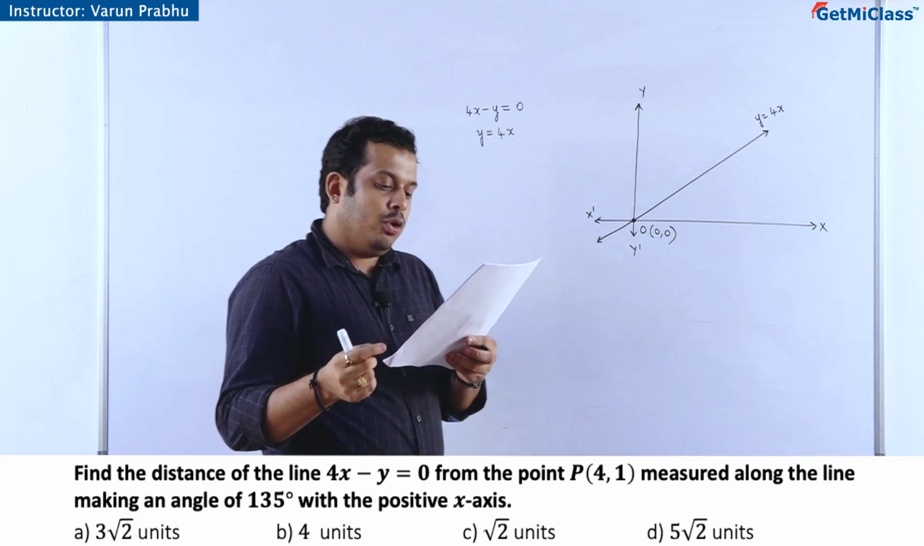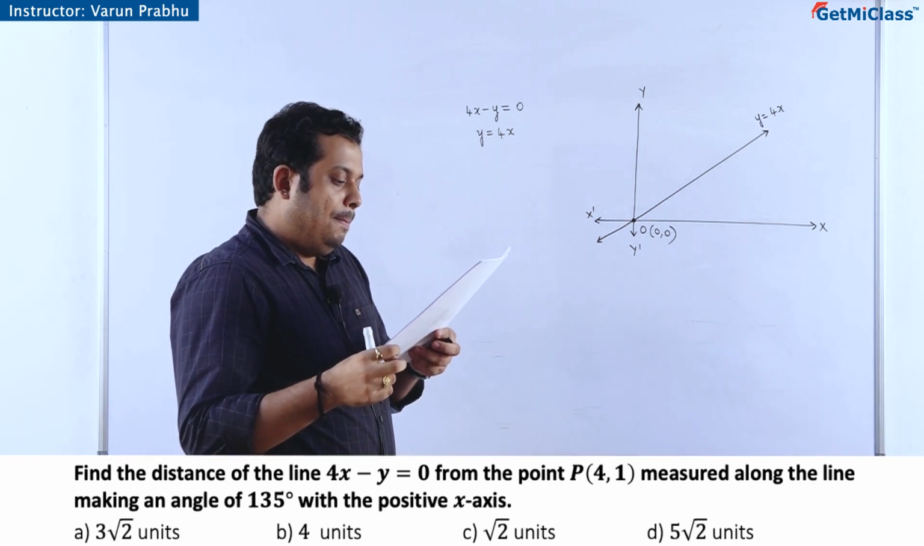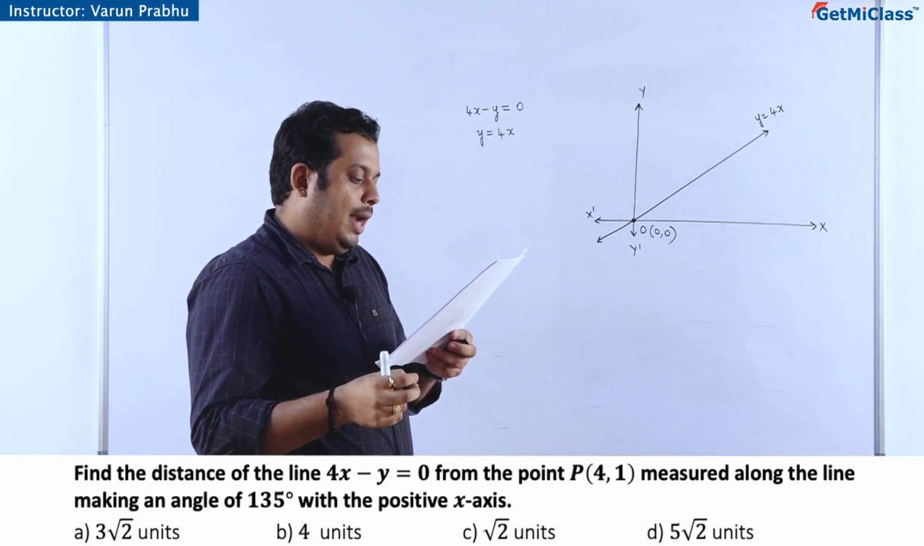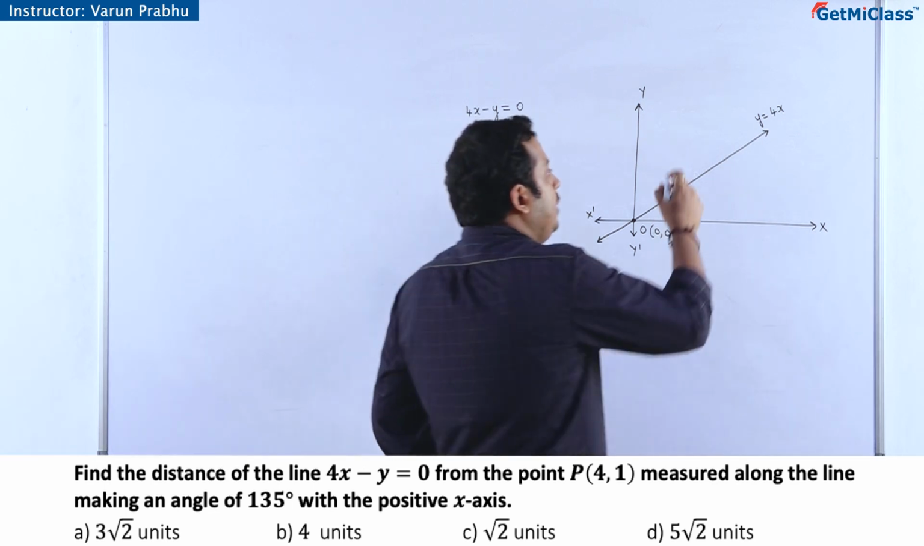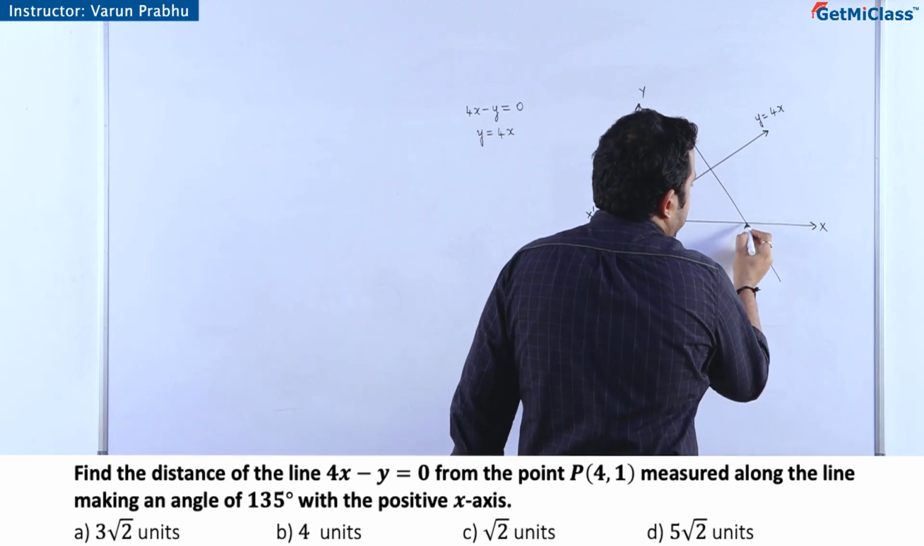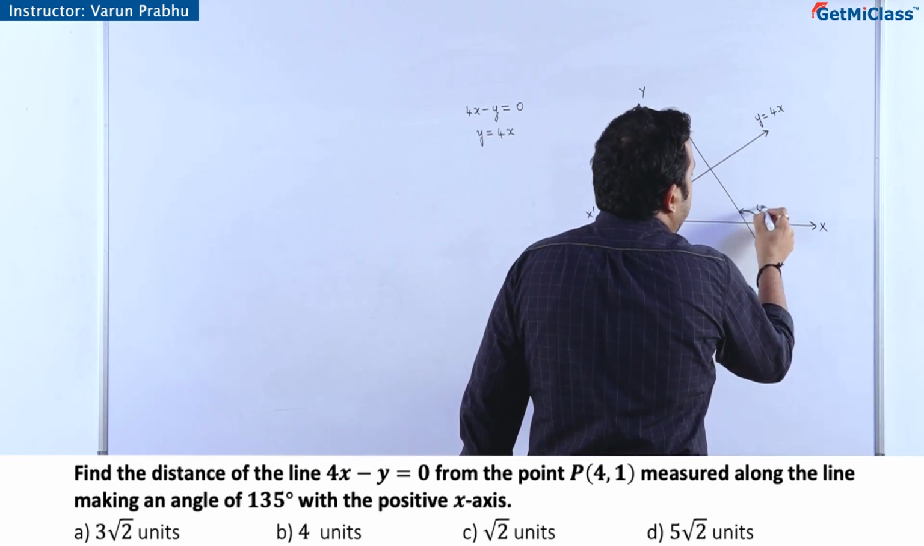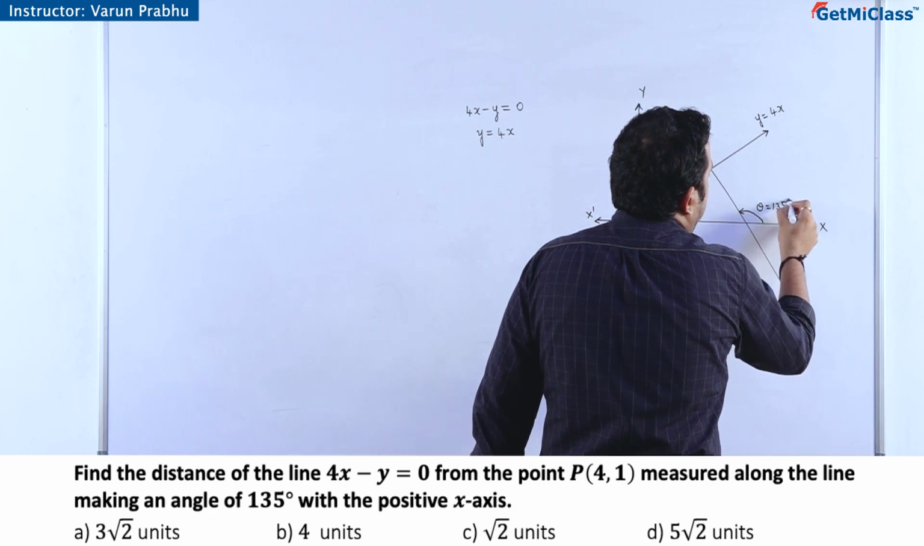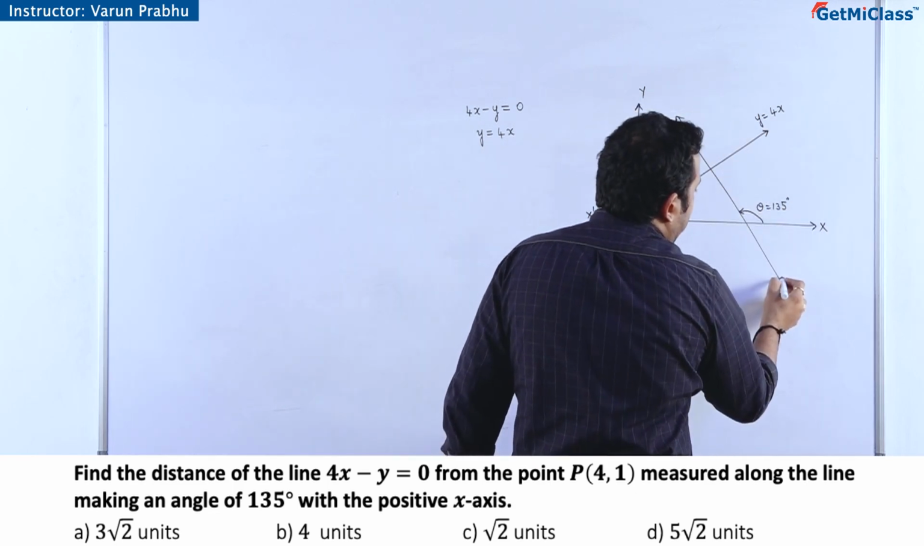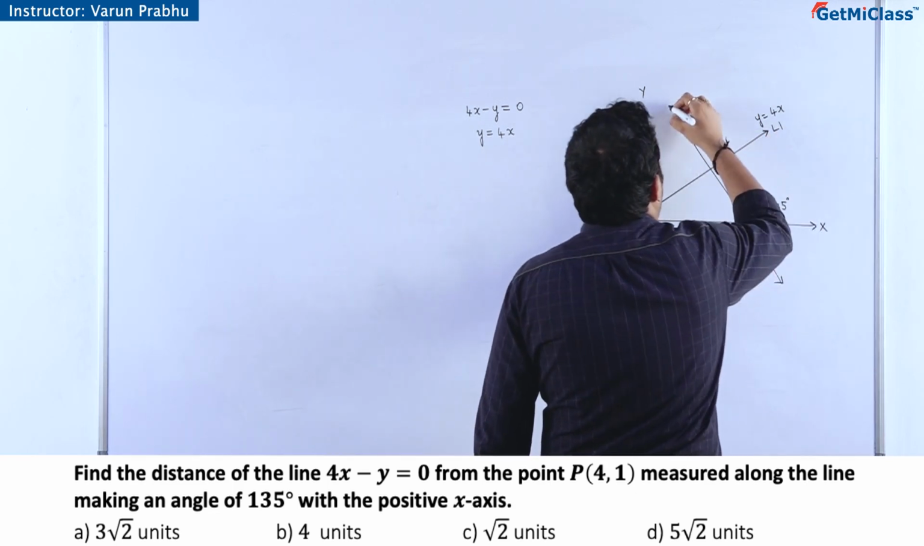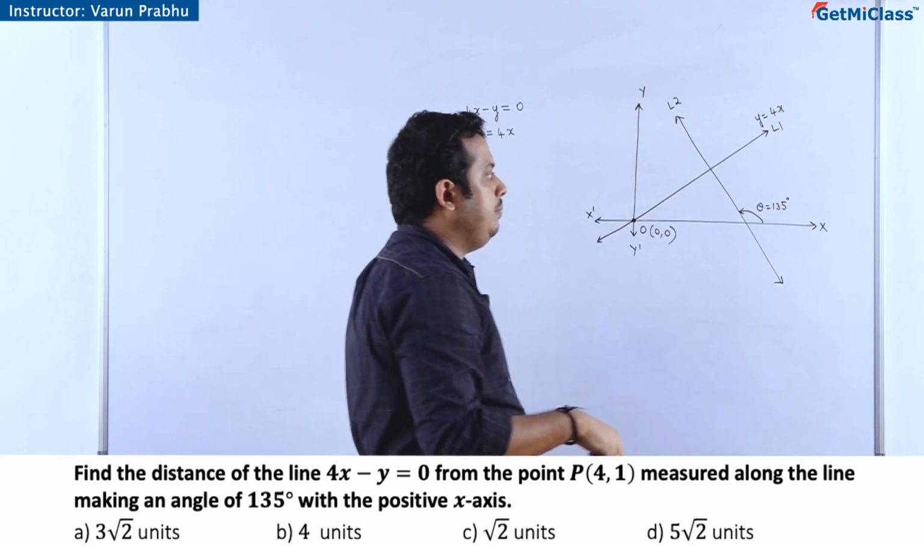From the point (4, 1), measured along the line at an angle of 135 degrees with the positive direction of the x-axis. So there is a line which is making an angle theta of 135 degrees with the positive direction of the x-axis. I'll call this L1. This is nothing but line 2.